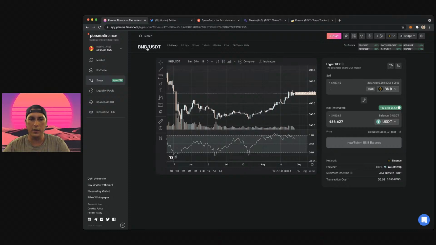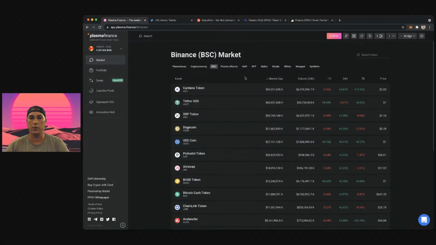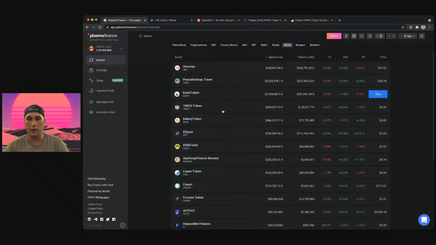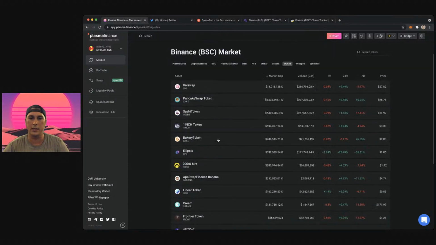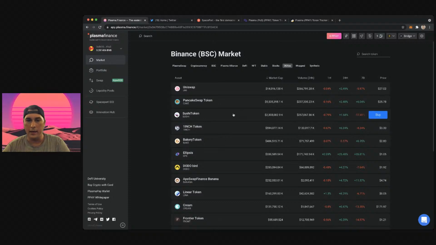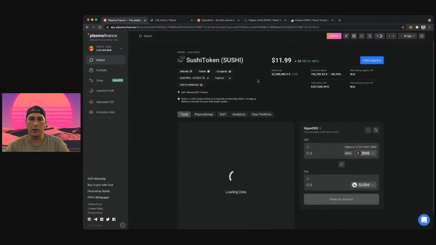And also all these pages, all these coins, let's say now on the Binance Smart Chain. So you can go in the market and you can analyze all of them. You can see here different tabs and different categories. So you can click on them and see what coins we have now on the BSC and what coins we can trade. And each coin now has its own big token page.